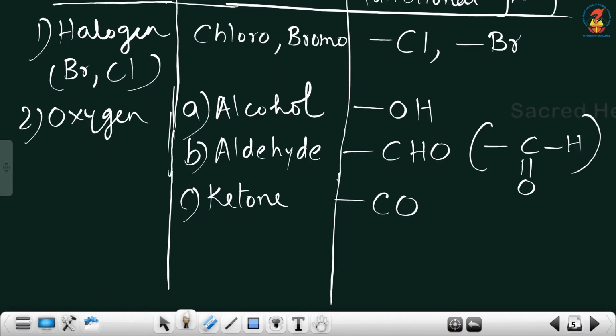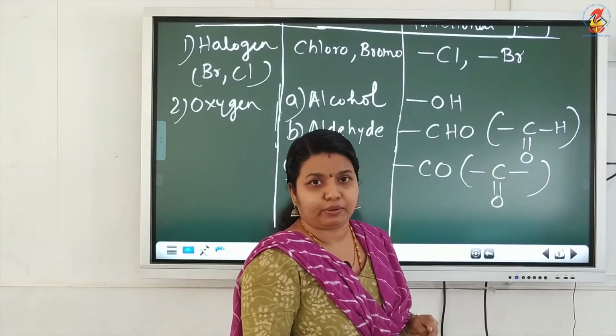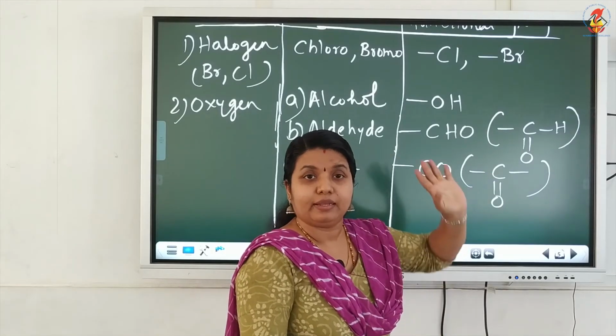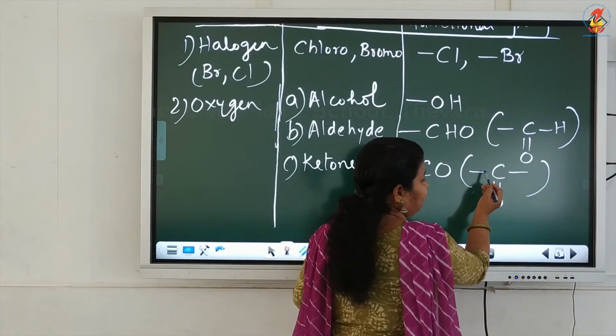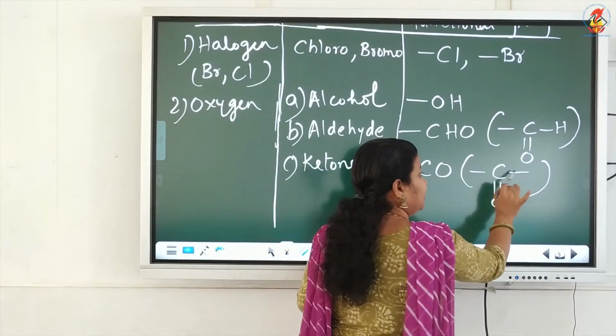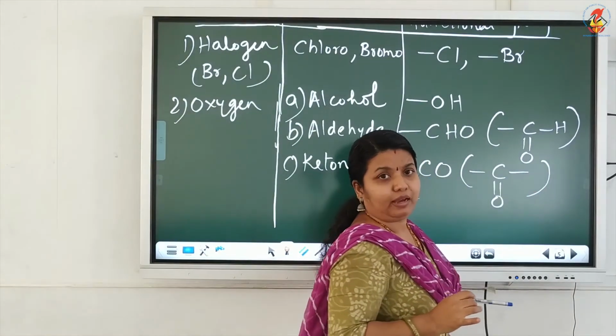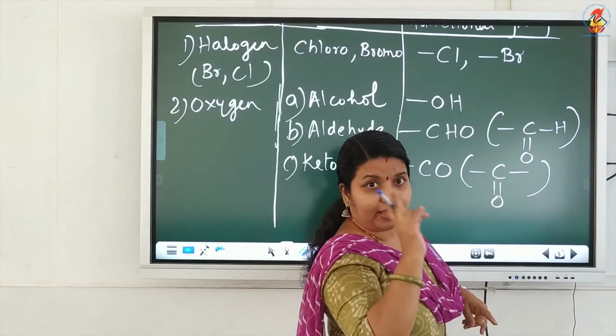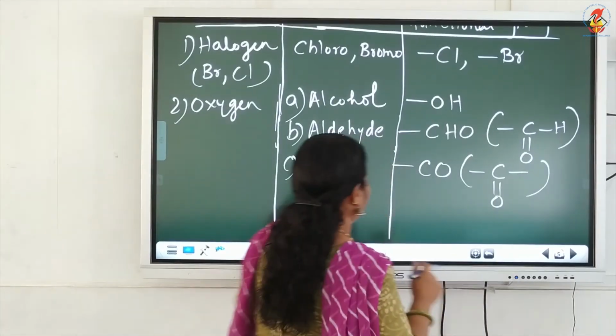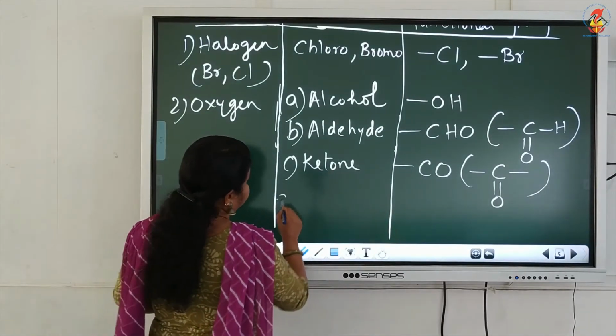It is written as CO, but the formula is C double bond O, again with a bond. This functional group always comes in the middle of a hydrocarbon chain, not at the end. One valency will be attached to one carbon atom, the other single valency will be attached to another carbon atom, and the bond with the oxygen is a double bond. Oxygen has valency 2, so it forms a double bond.